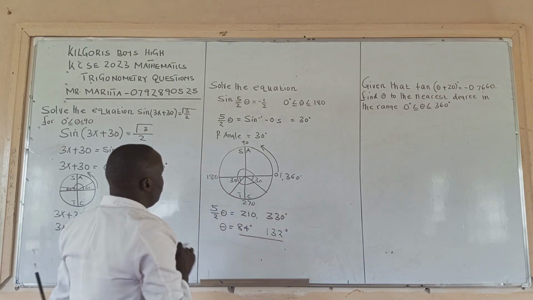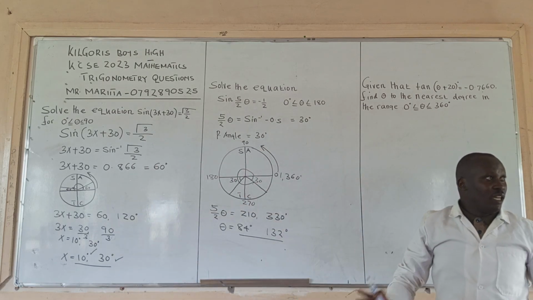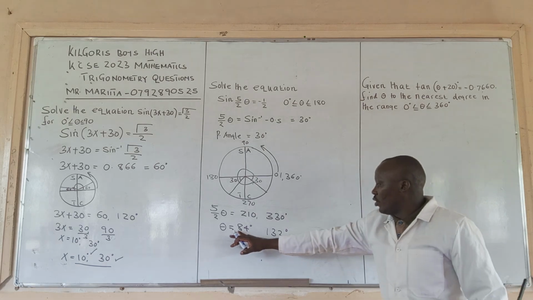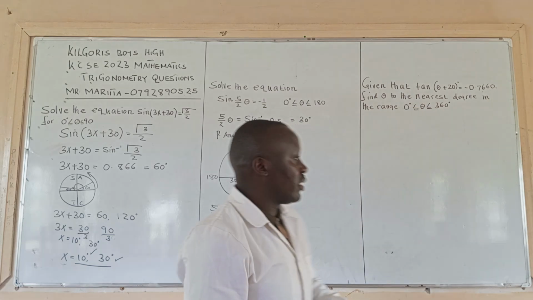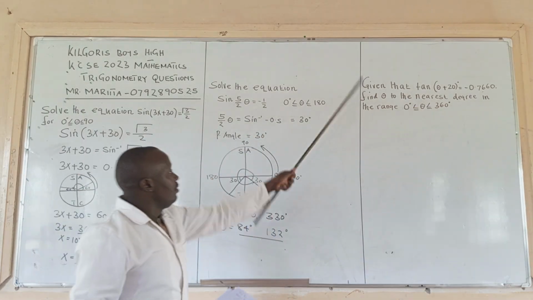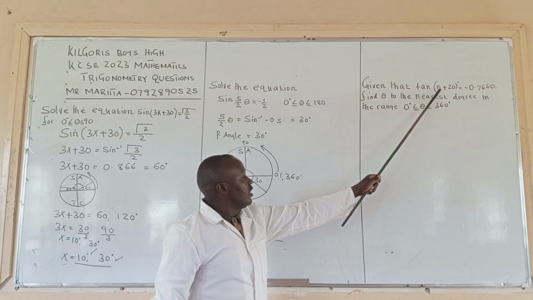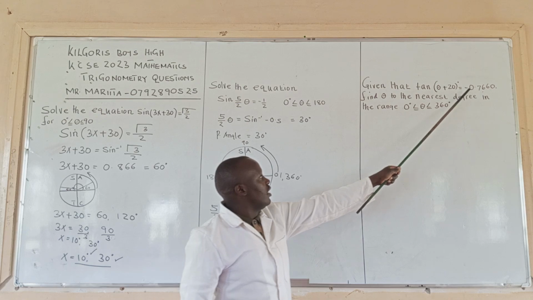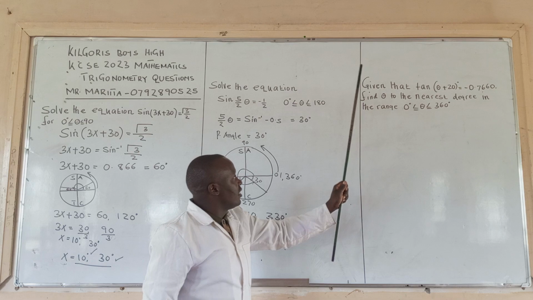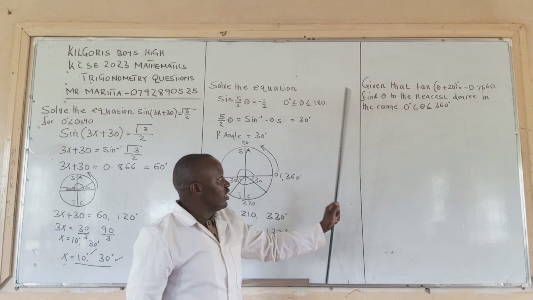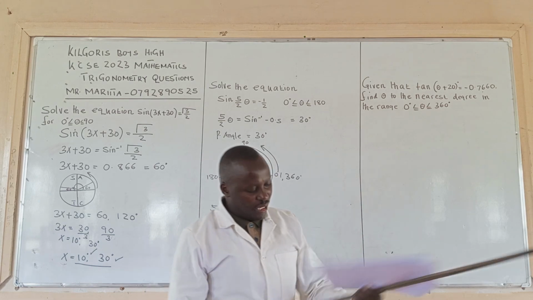So our range is between 0 degrees and 180. So the values are correct because we have 84 degrees and then we have 132 degrees. The next question, given that tan of theta plus 20 is equivalent to negative 0.7660. Find theta to the nearest degree in which theta is between the range of 0 degrees and 360.